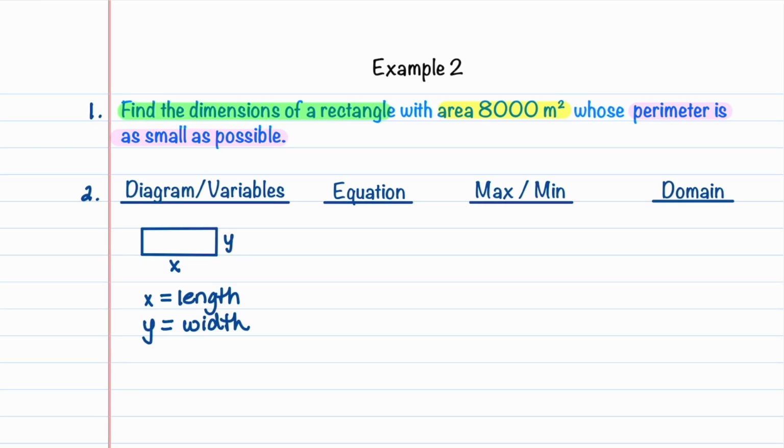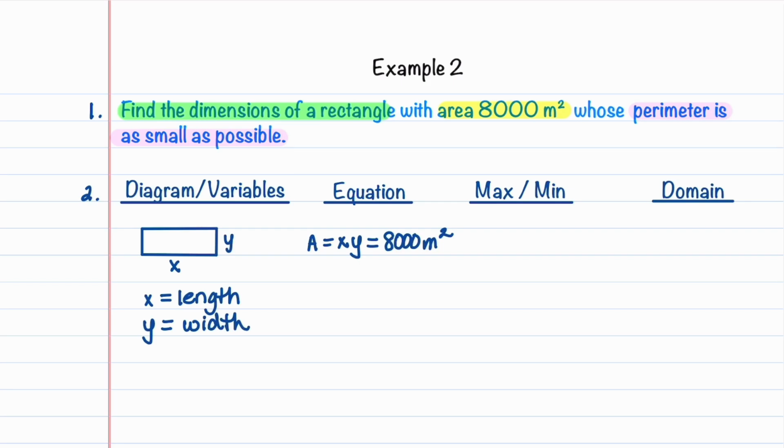Now what we need to do is find an equation that relates these two variables. We are told that the area is 8,000 meters squared. So the equation needs to be an equation for the area. So we're going to write down that A is equal to xy, and that is equal to 8,000 meters squared.